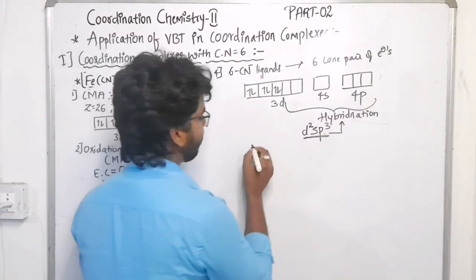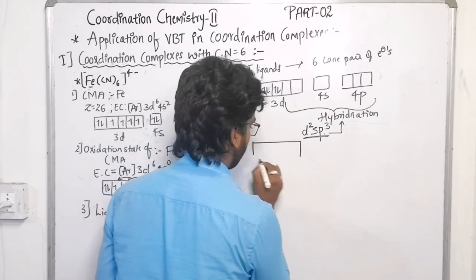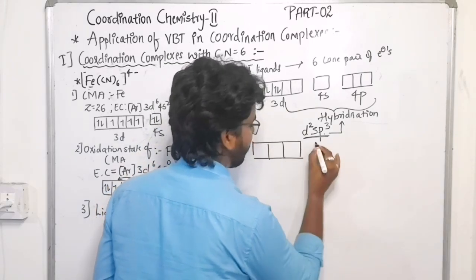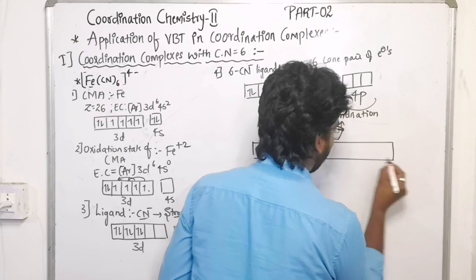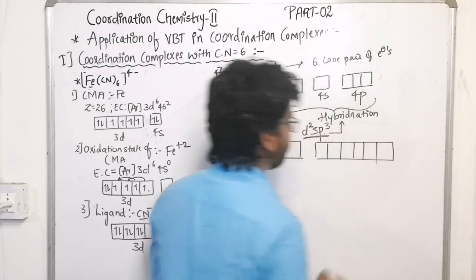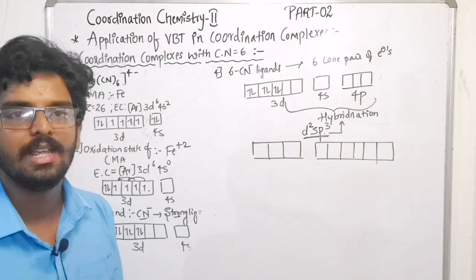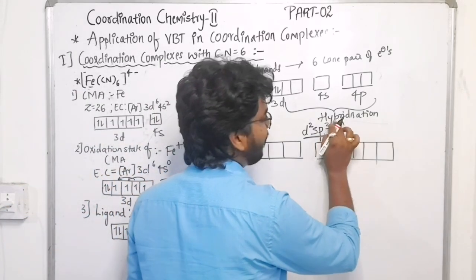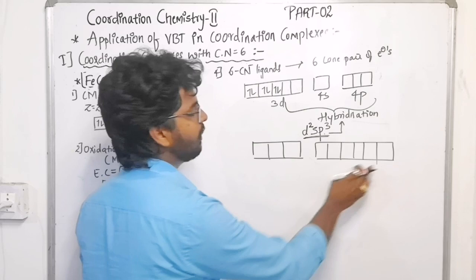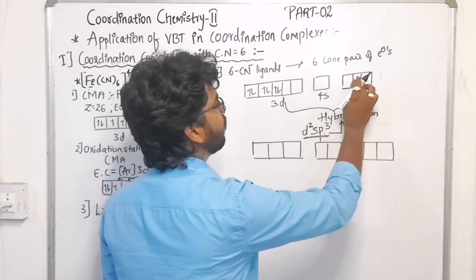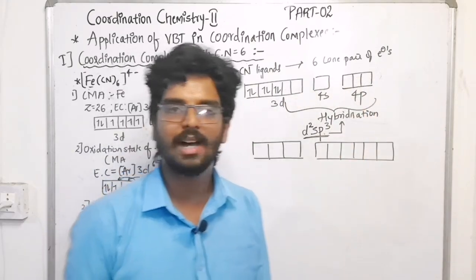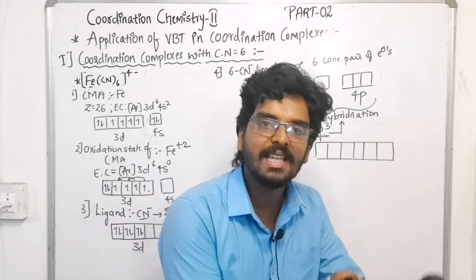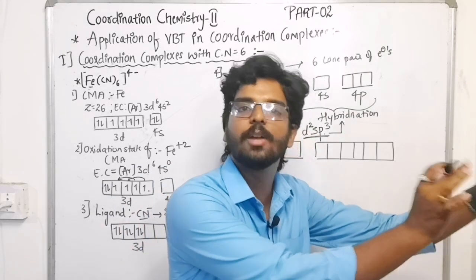So after the hybridization, what is it forming? It is forming equal energy empty orbitals, equal energy hybrid orbitals. How many? 1, 2, 3, 4, 5, 6 orbitals are undergoing hybridization. 6 equal energy hybrid orbitals are formed.